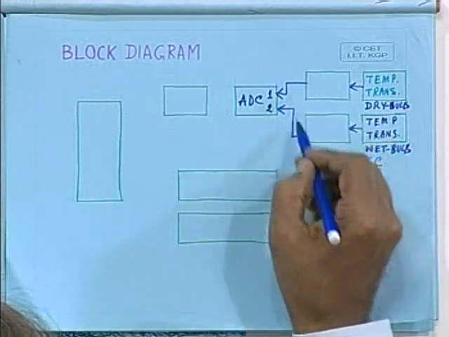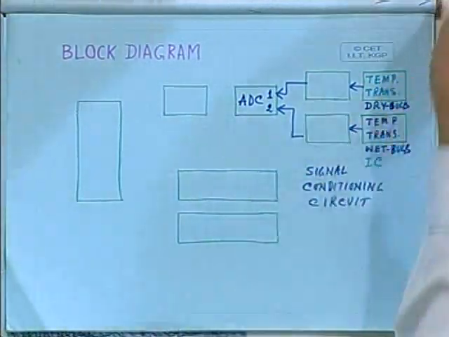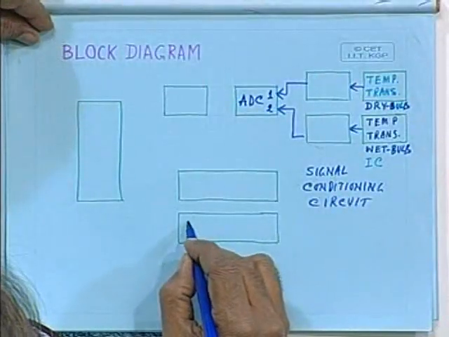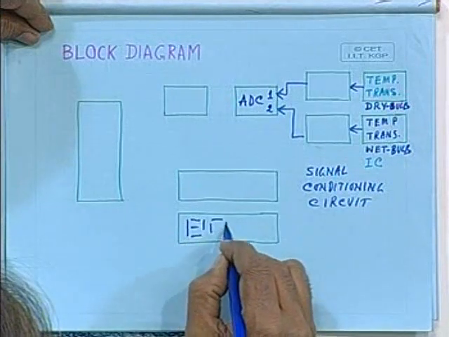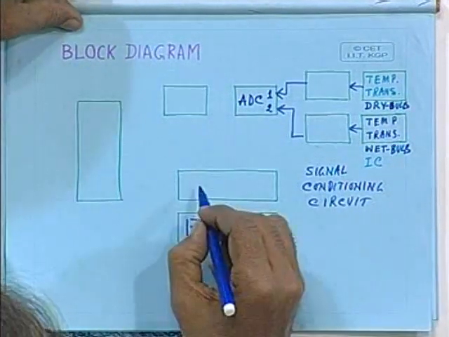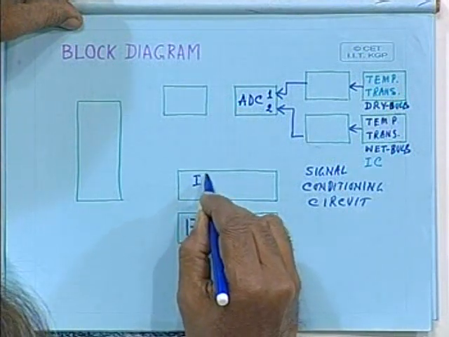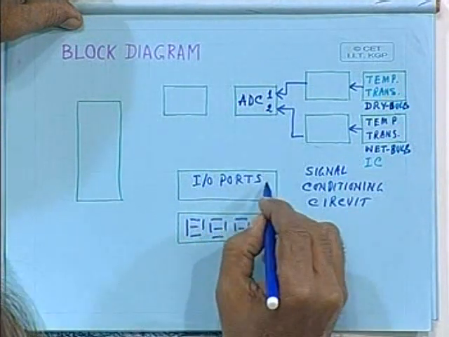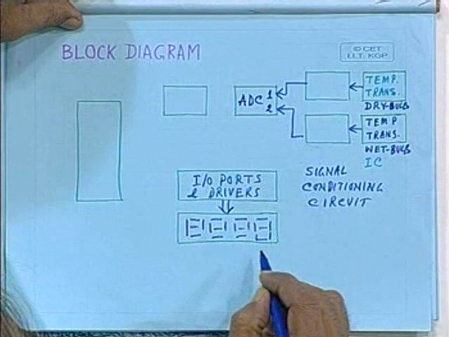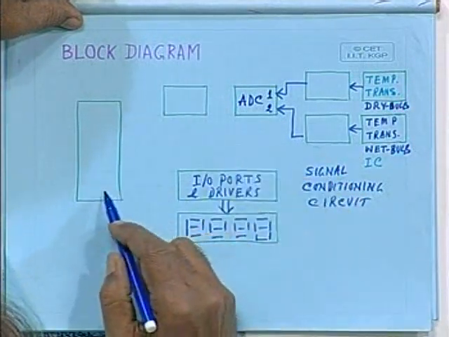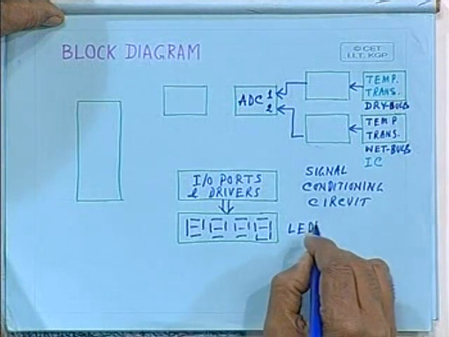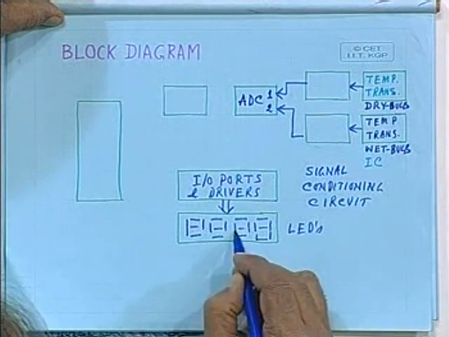And apart from this, we have seen that we have to display the temperature. Another requirement is we have to display the temperature and humidity. So you will require some LED displays here. We shall use four LED displays for this purpose. And this is the IO ports and driver to drive the display devices. You will require some IO ports, and IO ports will obviously interface with the microcontroller, which will drive these LEDs, light emitting diodes. So four 7-segment LEDs are used for this purpose, which are shown here.